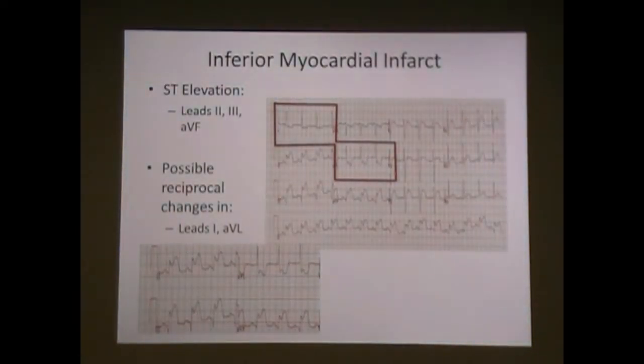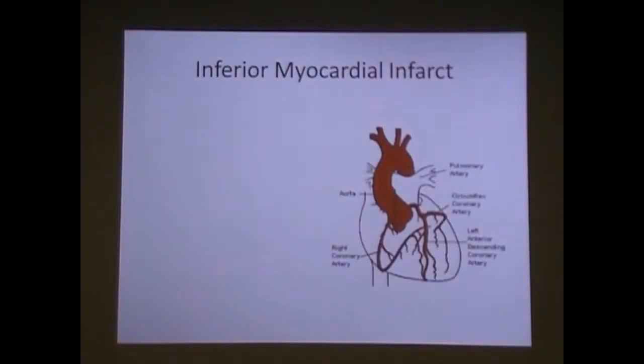And when you're seeing an injury pattern in 2, 3, aVF, and you've got reciprocal changes, guess what? It's money. You know you've got a STEMI going on. If I don't have reciprocal changes, it doesn't mean I don't have a STEMI going on, but what else could it be? Could it be pericarditis, those kinds of things, when I'm not getting reciprocal changes.